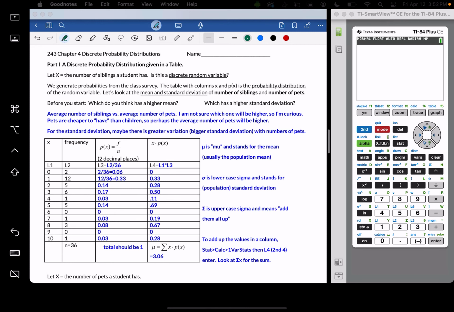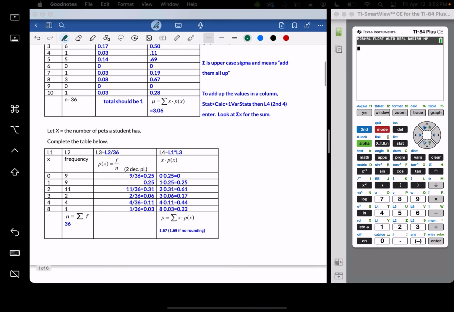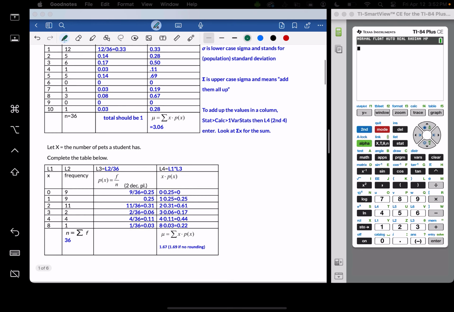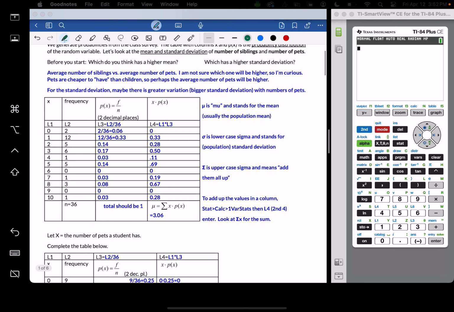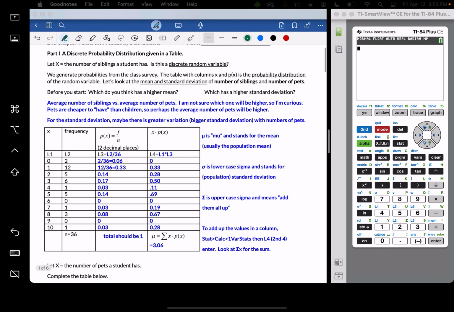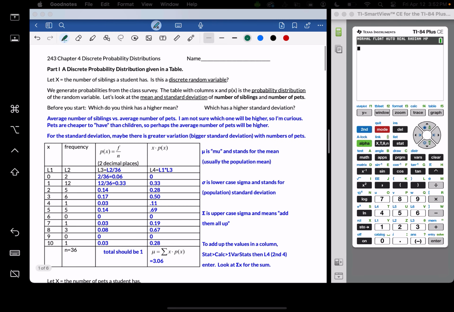Here's our Chapter 4 activity, page 1. And on page 1 I have two different tables. And you can see that on the bottom table, let X be the number of pets a student has. And for the top table, up here you can see that I said let X be the number of siblings a student has.